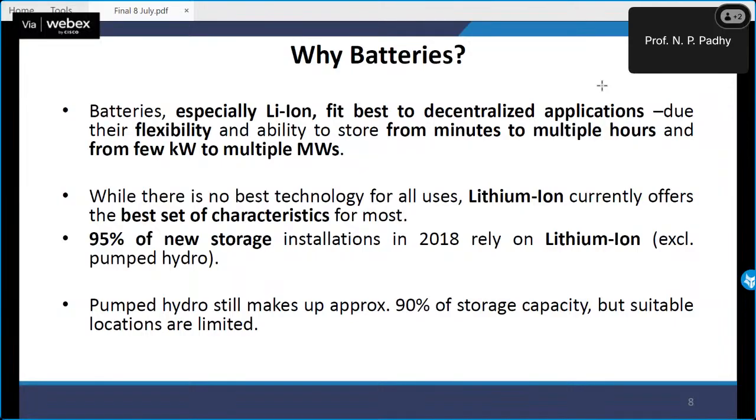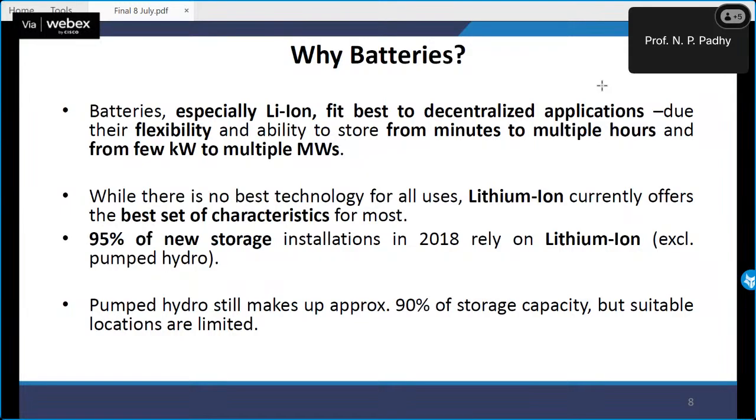But why do we go for batteries? Is there any other thing? So batteries, especially lithium ion, fit best to decentralized application due to their flexibility and ability to store from minutes to multiple hours and from few kilowatt to multiple megawatts. While there is no best technology for all usages, lithium ion currently offers the best set of characteristics for most, and 95% of new storage installations in 2018 rely on lithium ion, excluding pumped hydro.